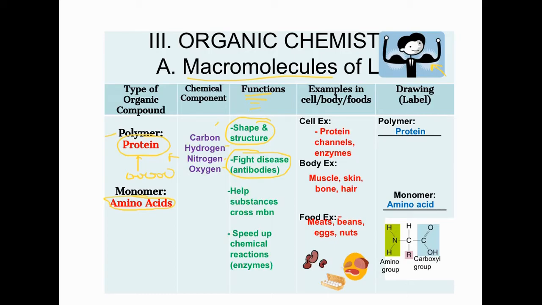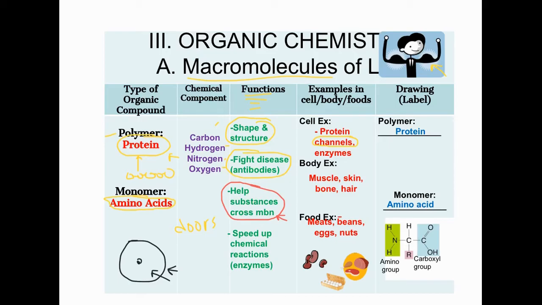Now I'm going to put this one in kind of red because we're going to need to know this one, especially in our next unit. They help substances cross the cell membrane. So, proteins can act as channels or kind of like doors. So you have your cell membrane which surrounds your whole cell, and then you have the nucleus in there. Well, how do things get in and out? Some things can move in and out freely. They go straight through the cell membrane, things like oxygen and carbon dioxide.